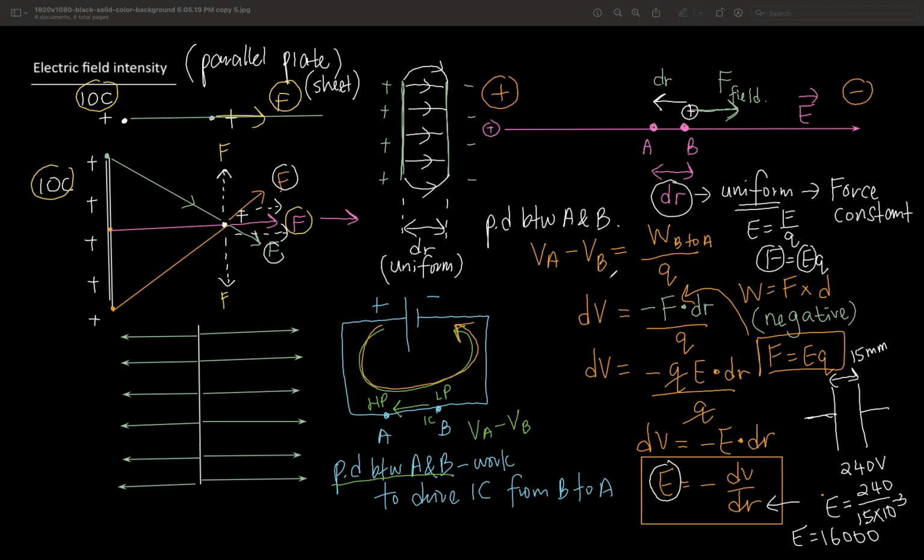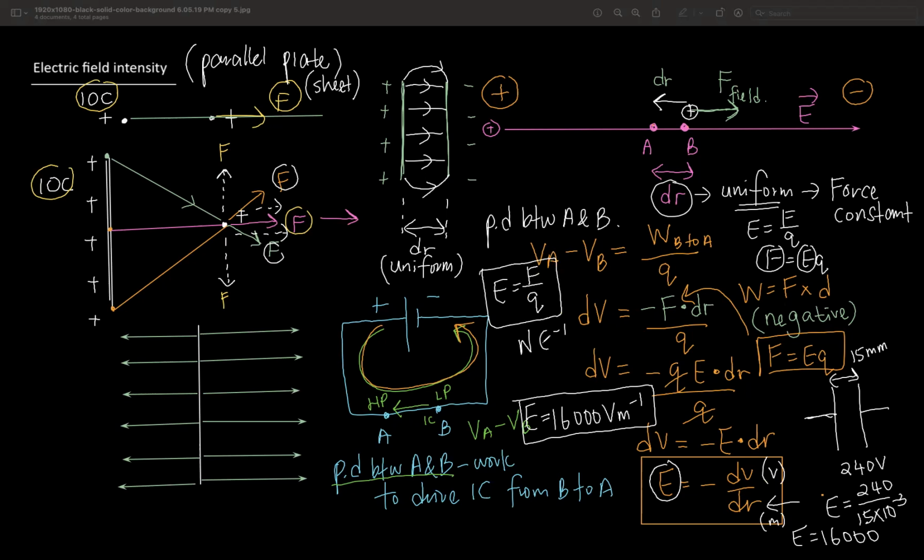E equals 16,000. What is the unit? dV over dr: dV is volt, dr is meter. So you get 16,000 volt per meter. That is your E. This is the unit for electric field strength. You have another unit, the Newton per Coulomb, from the force divided by charge. This is one unit, Newton per Coulomb. This is another unit, volt per meter.